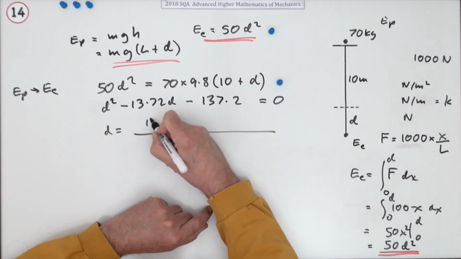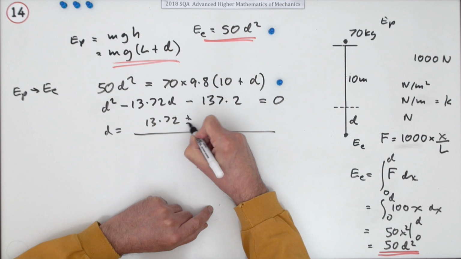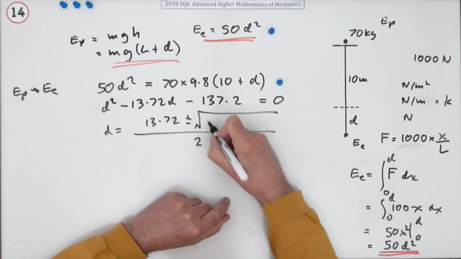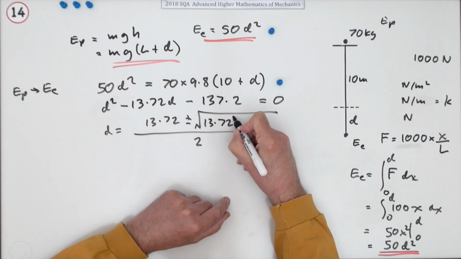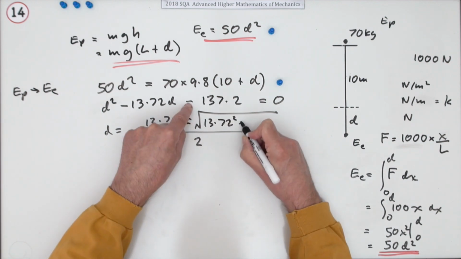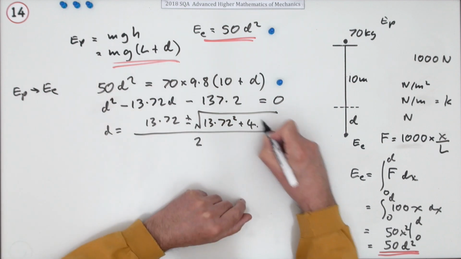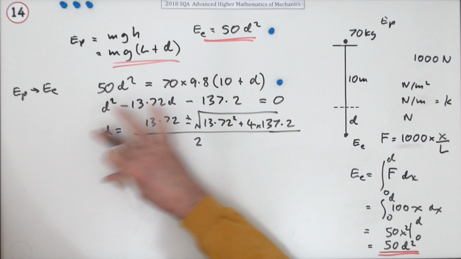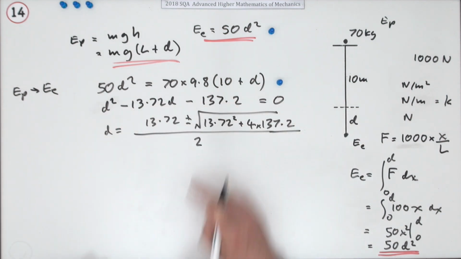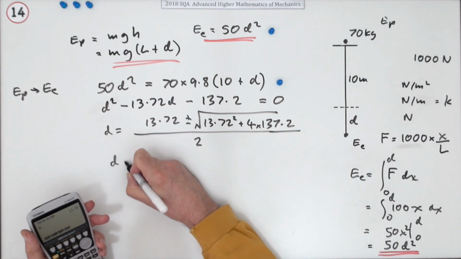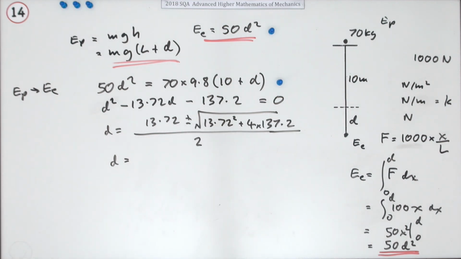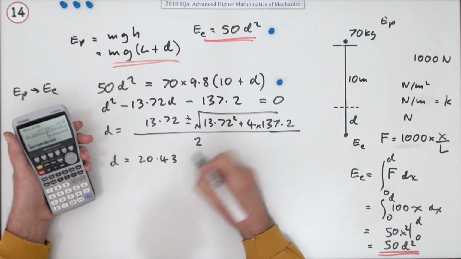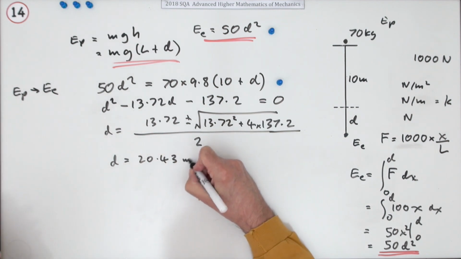So the negative of b, 13.72, plus or minus the square root over 2 times a, which is just 2. So that's 13.72 squared minus, but that's a negative, so plus 4 times 137.2. Pop that into your calculator. I think we'll do the plus 1 first. So d is going to be, if you pop that in, you get 20.434 and so on, so I'll just call that 20.43 metres.